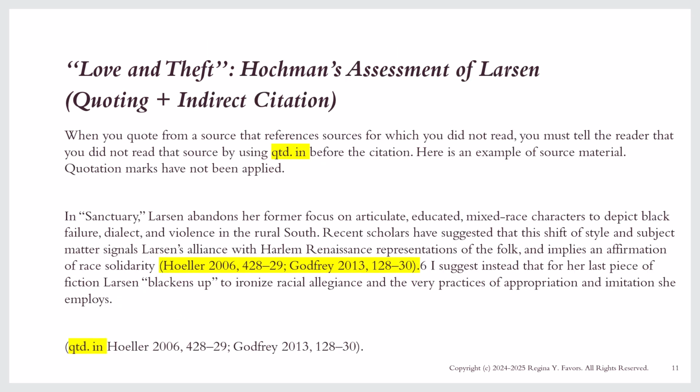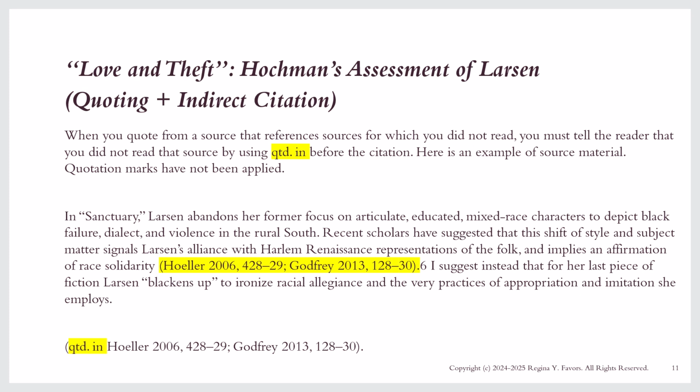All right, Love and Theft, Hockman's assessment of Larsen. So now we're going to learn about indirect citation. We're quoting, and we still need to reference sources that we did not read. So when you quote from a source that references sources which you did not read, you must tell the reader that you did not read that source by using "quoted in," qtd. in, before the citation.